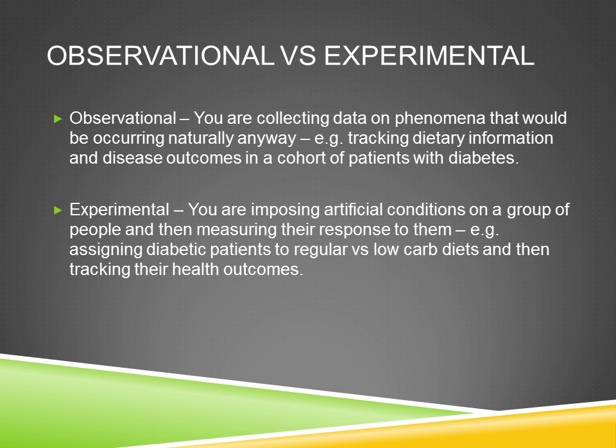In an experimental trial, you're actually imposing artificial conditions on a group of people, so asking them to do things that they would not normally do, and then measuring their response to those things. So if you had the same bunch of diabetic patients and you said to half of them, okay, you guys eat whatever you want, and the other half, you guys are going to be on this special low-carb diet that we think is going to help your diabetes. And then you track the two groups of people and measure their health outcomes. That would be an experimental trial.